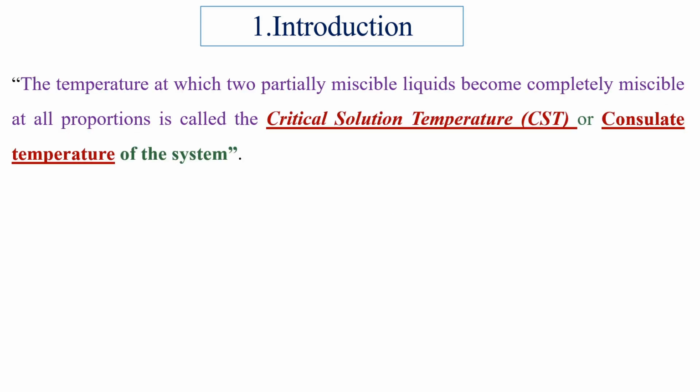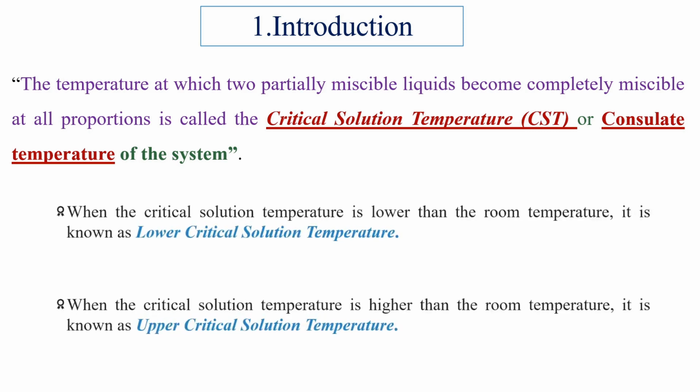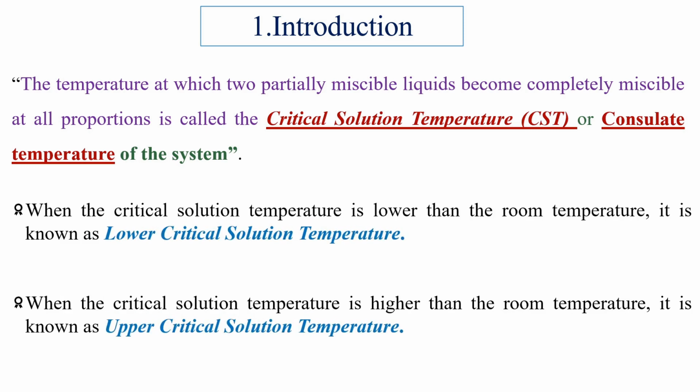The temperature at which two partially miscible liquids become completely miscible in all proportions is called critical solution temperature or consolute temperature of the system. When the critical solution temperature is lower than the room temperature, it is called lower critical solution temperature. When the critical solution temperature is higher than room temperature, it is known as upper critical solution temperature.